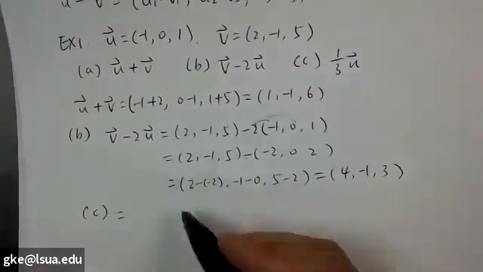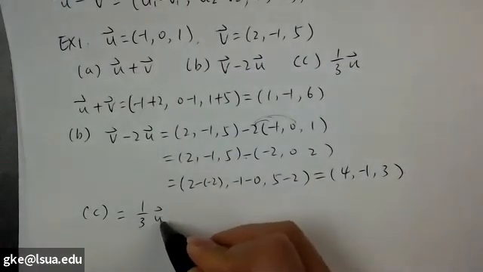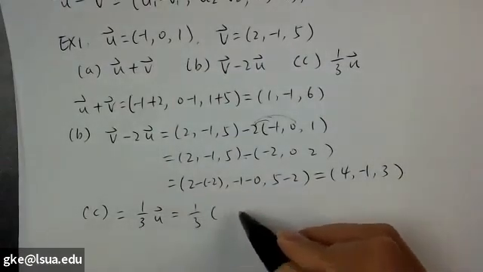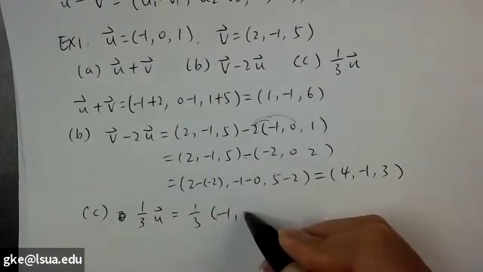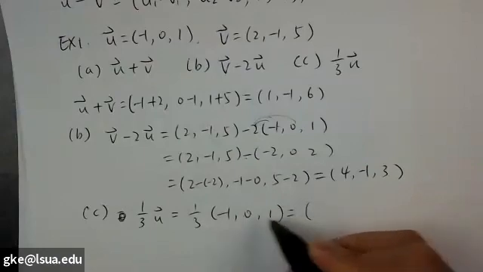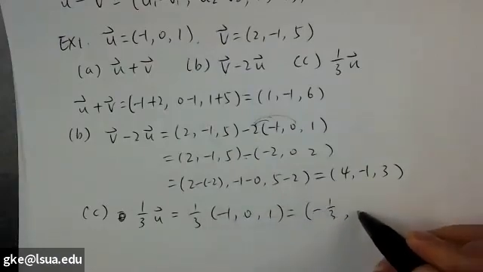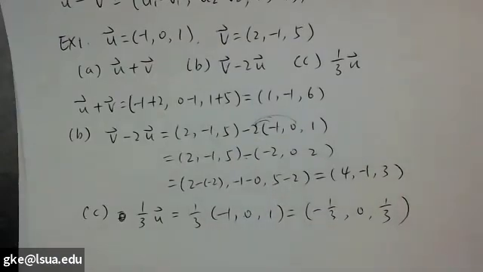And the last one, C. For the 1/3 U, 1/3 times (-1, 0, 1). Each element times 1/3 should be (-1/3, 0, 1/3).